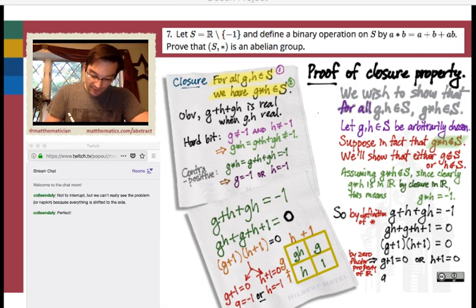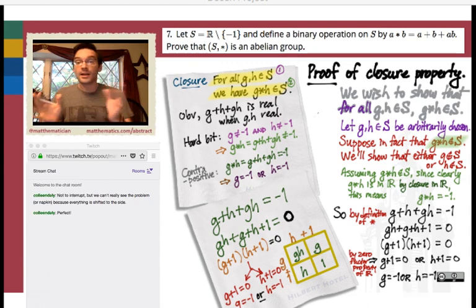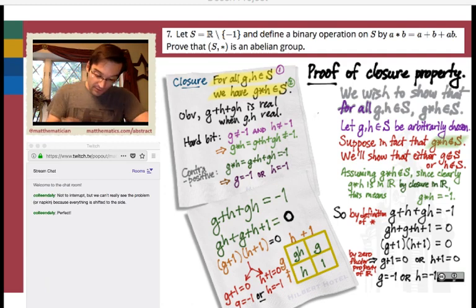And then again, using the cancellation property of the real numbers, subtracting 1 from both sides gives me G is equal to -1 or H is equal to -1. And that's exactly what we wanted to show, because as soon as G is equal to -1 and H is equal to -1, since G and H are real numbers by assumption, because G and H belong to S, we know that they must be real in particular. This must mean that by definition of S, G doesn't belong to S, or H doesn't belong to S.